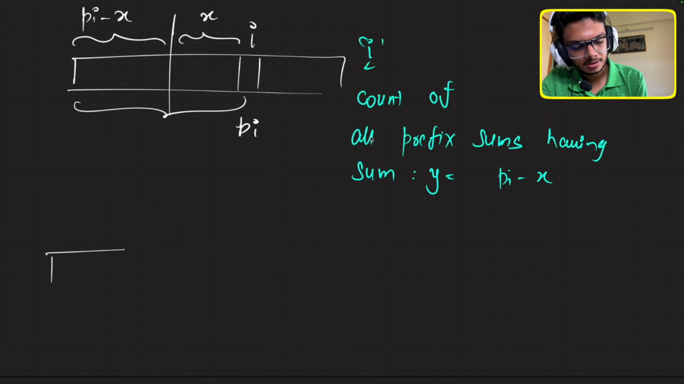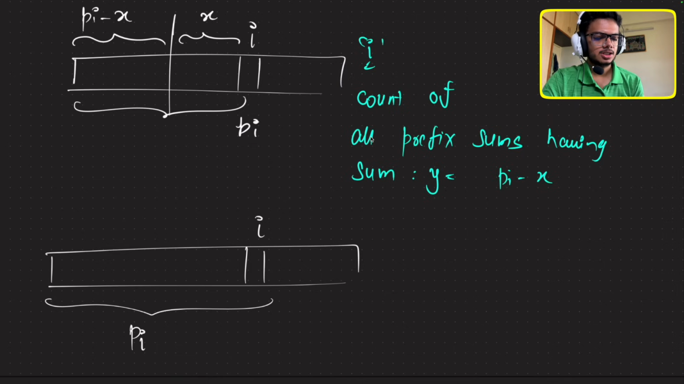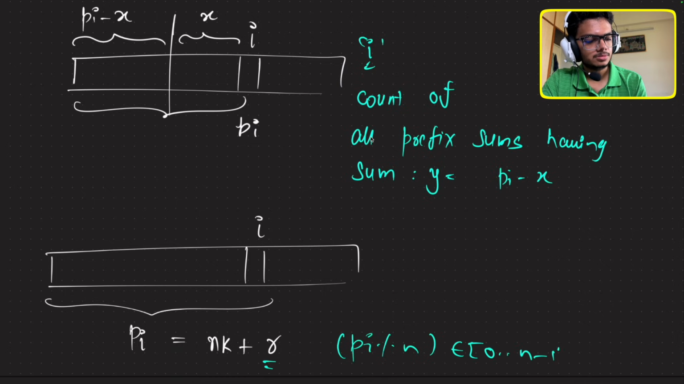Let's try to see. So in this question also we want to find the contribution of i in an optimal manner. Now let's call this prefix sum pi. Now what do you know about pi? Let's call this pi mod n r. So in other words, pi can be written as n into some k plus r. This r is a remainder when you do pi mod n, right? So this r belongs to 0 to n minus 1. Okay, so let's say pi can be written like this.